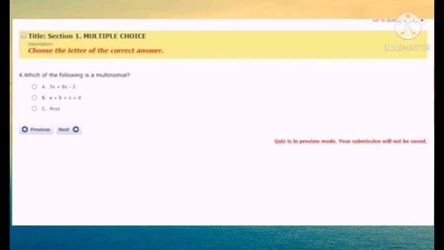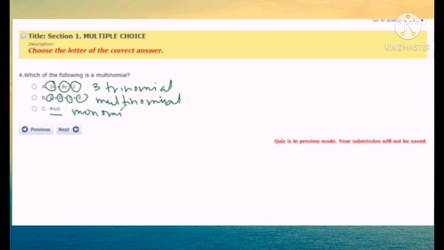Number 4. Which of the following is a multinomial? When you say multinomial, they have more than 3 terms. So in letter A, we have 1, 2, 3. This is only 3 terms, so it's a trinomial. Next, we have 1, 2, 3, 4. There are more than 3 terms, so we call this one a multinomial. And then this one has only 1 term, so it's a monomial. Therefore, the correct answer for this one is letter B.